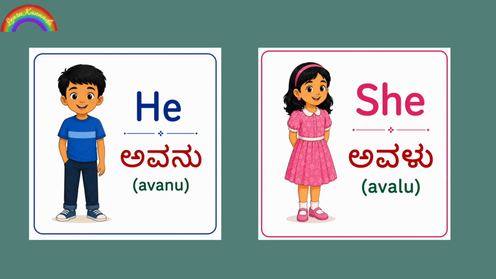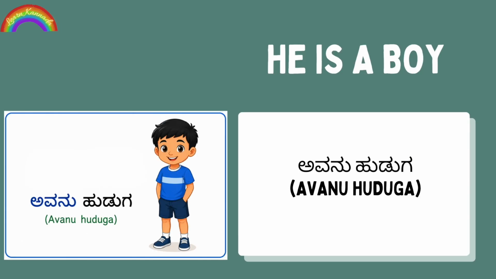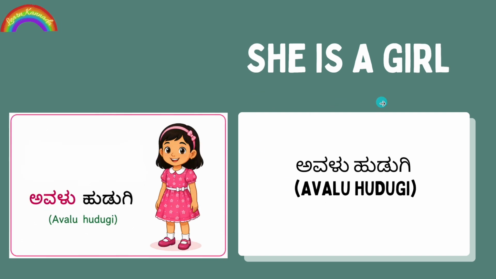Let's first learn how to say he and she in Kannada. He is Avanu. She is Avalu. I repeat, he Avanu, she Avalu. Now let's look at a simple example. He is a boy. Avanu huduga. She is a girl. Avalu hudugi.